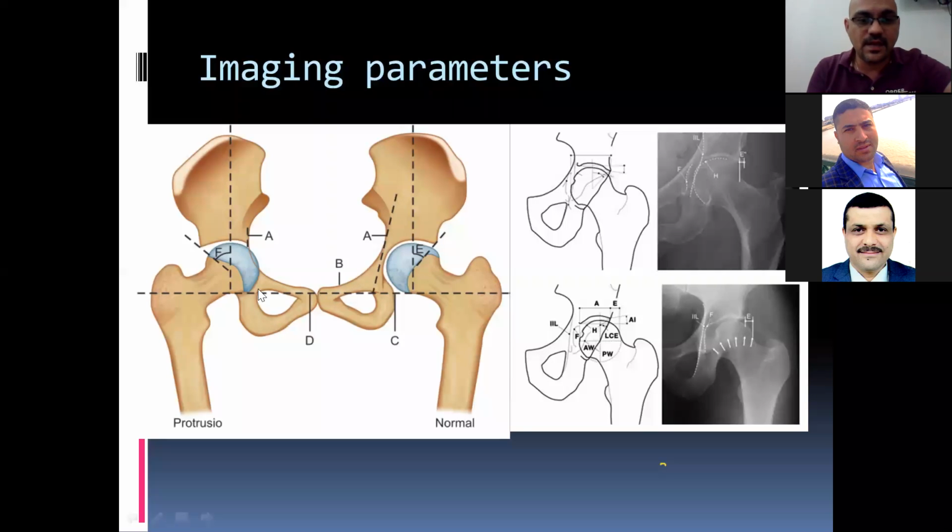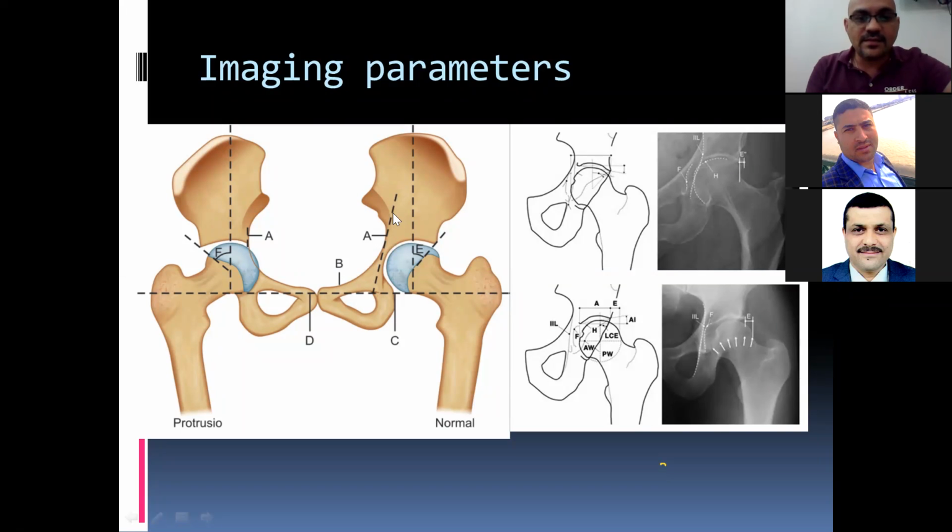From the interteardrop line, you draw a perpendicular line from the center of the hip. Then from the center point, another line goes to the lateral edge of the acetabulum. This line with the perpendicular one forms the center edge angle. This is the angle of Wiberg, described by the orthopedic surgeon Wiberg, who estimated over-covering of the acetabular wall on the femur, which in acetabular protrusion is more than 40 degrees.